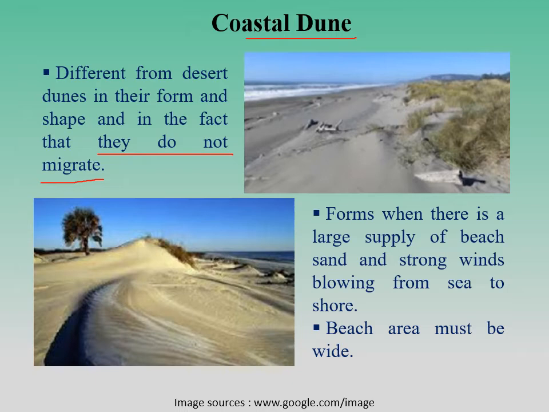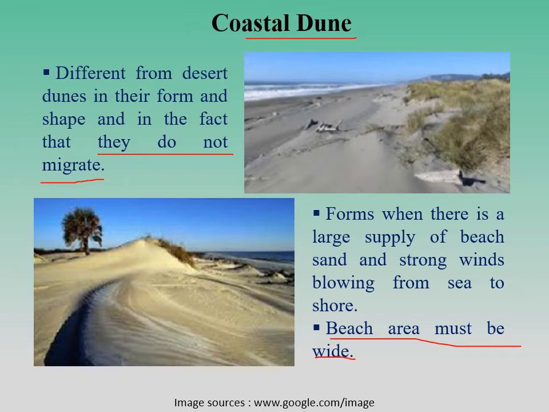So often the coastal dunes are found to occur parallel to the shoreline, and particularly they are found to occur where the beach area is very wide. In a narrow beach, these kinds of dunes cannot form because wind has to play a sufficient role to move the beach sand to the more landward part. These are known as coastal dunes.